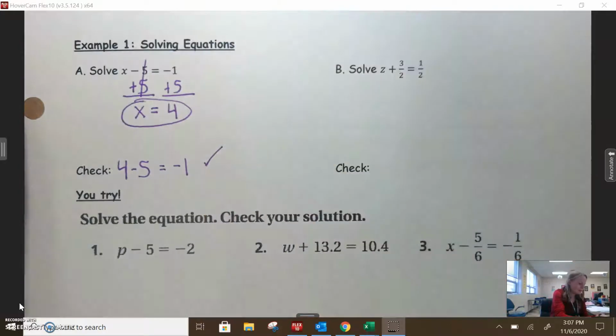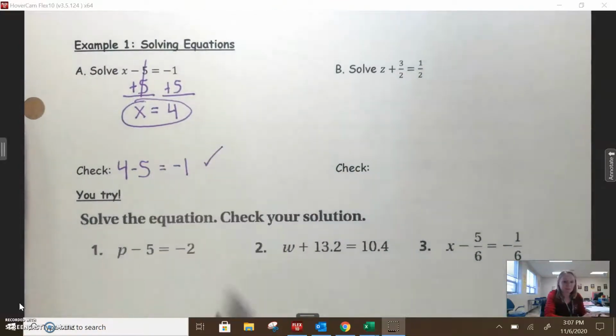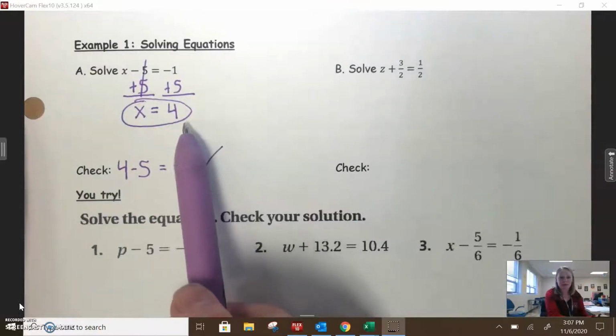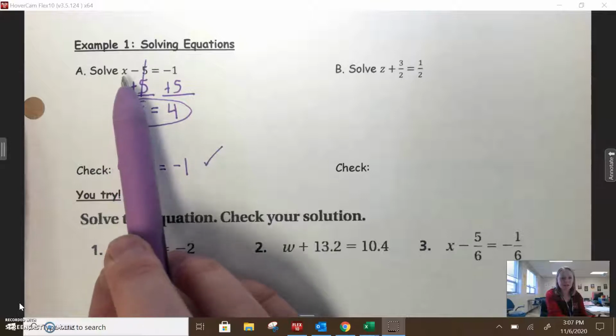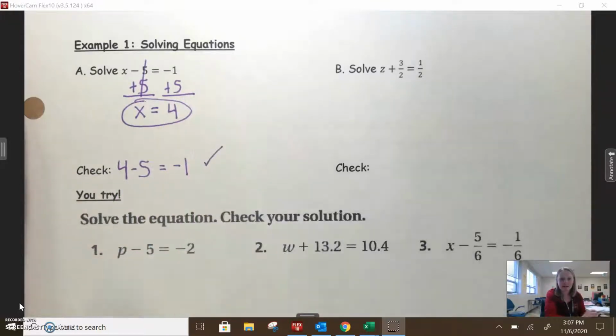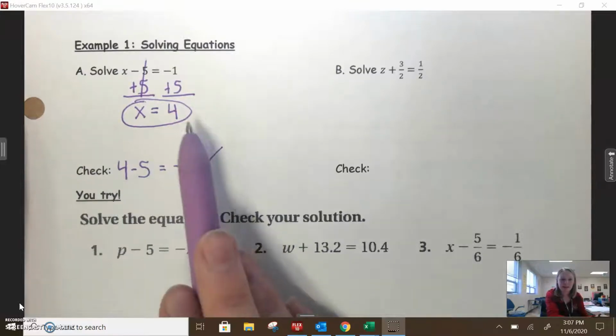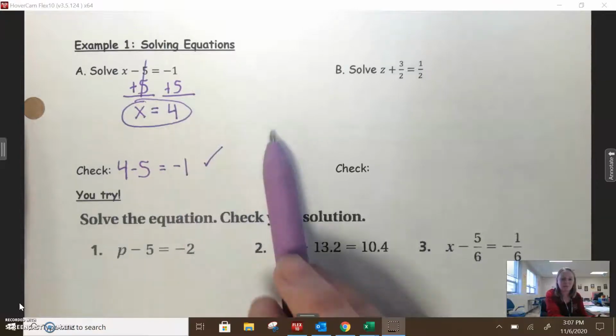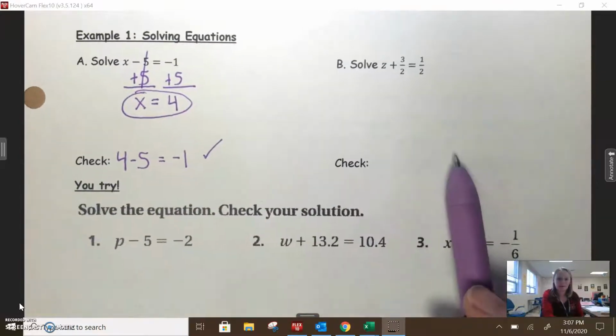So this means that we got the right answer. If I had found maybe the answer was x is equal to 10, if I were to plug 10 back into this equation, 10 minus 5 would get me 5. And 5 wouldn't have matched that -1. So that means I know that I had gotten that wrong, which means I can go back and check what I did wrong here, so that way I can get the right answer.